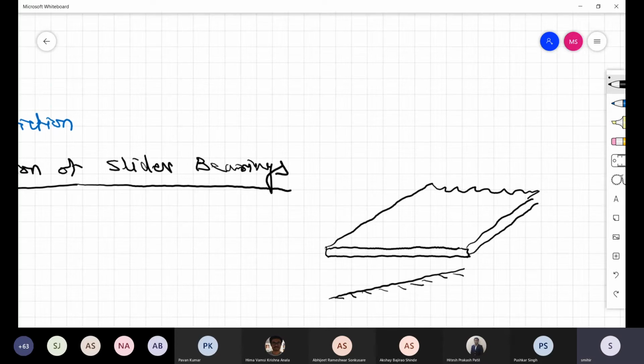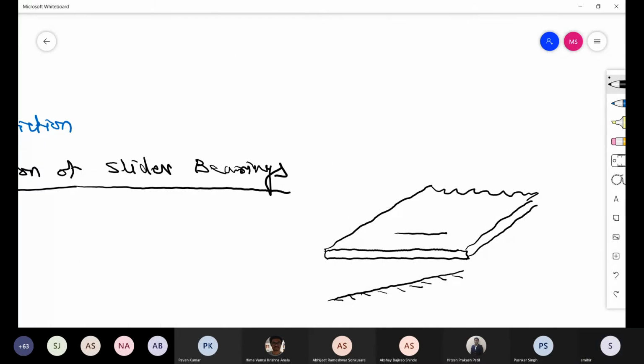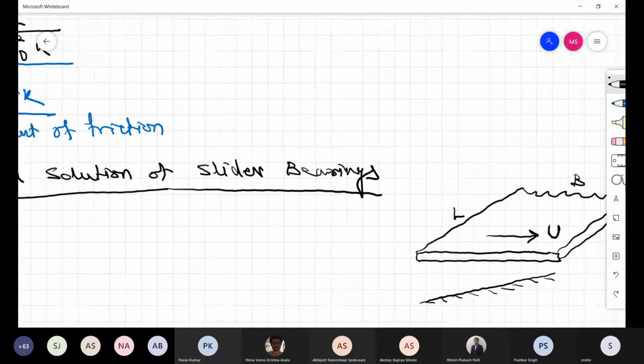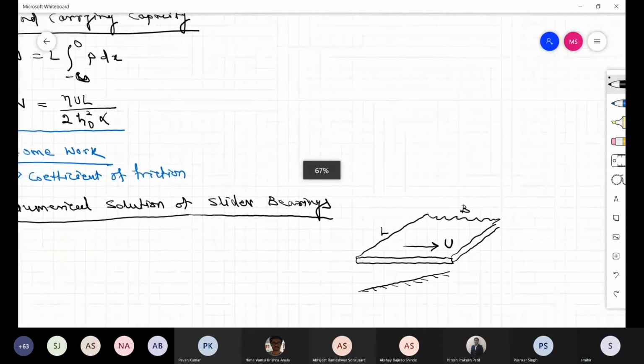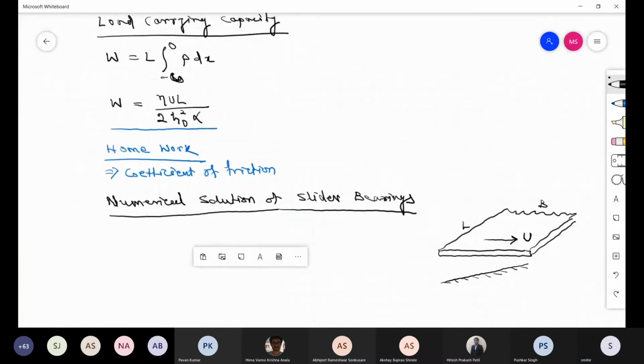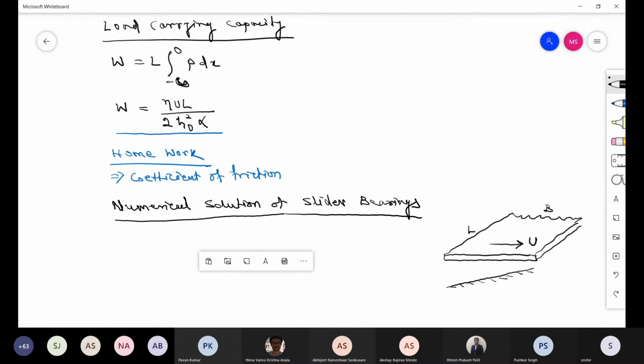So just refer to your last class problem. Okay, so this side is B, this is L. L is very large as compared to B. So first of all, the governing equation. Let us start from the Reynolds equations straight away.